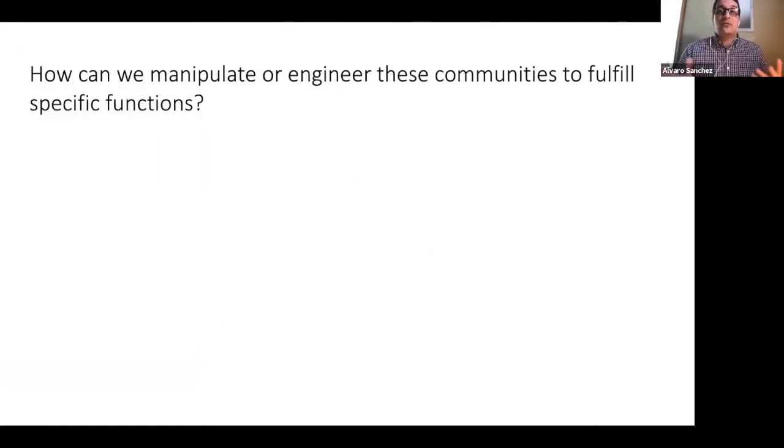So that also brings the question of how can we possibly manipulate or engineer these communities so that they will fulfill functions that serve our purposes better, right? And also to steer them away from taking on functions that are detrimental for us, right? And essentially, there are two ways in which one can accomplish this, of manipulating or engineering communities. One is what we would call bottom-up engineering.